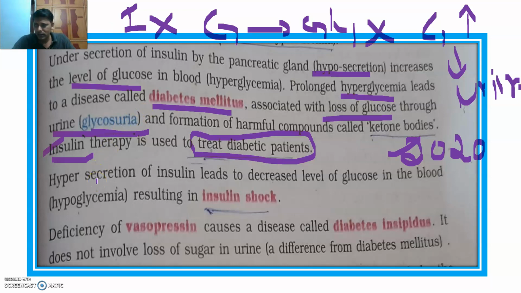Sometimes in some people glucose levels may be abnormal. Hypersecretion of insulin decreases the glucose level in the blood. Hypoglycemia, that is called insulin shock.